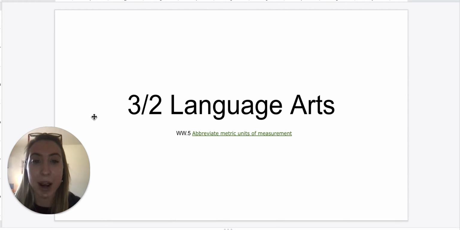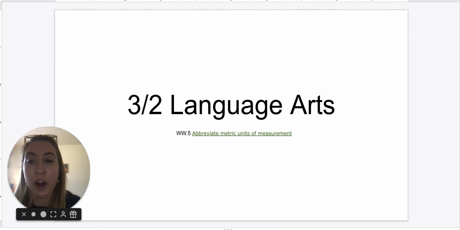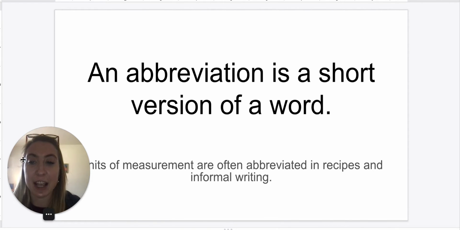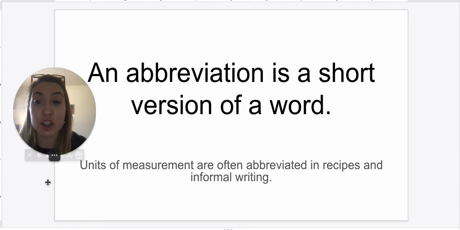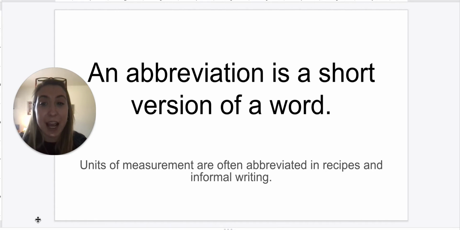Just keep practicing them. So now we're going to go over abbreviating metric units of measurement, so how we measure things. And remember, an abbreviation is a short version of the word. So instead of typing out the full words, or sometimes if we're writing really fast, we don't want to write out the full word, we will abbreviate.